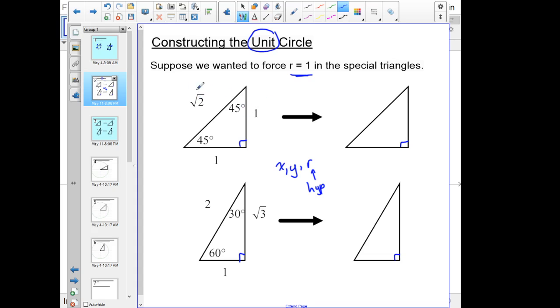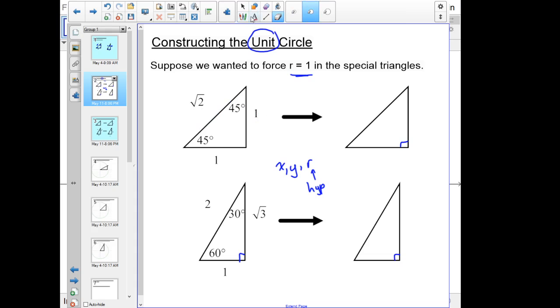So take this root 2, which is the hypotenuse. How do we turn that into the number 1? We would divide by the square root of 2. But I can't do that just to that side because then the proportions would be messed up. What I need to do is divide all sides by root 2. And this is no different, and this is just as valid. I could have done this.